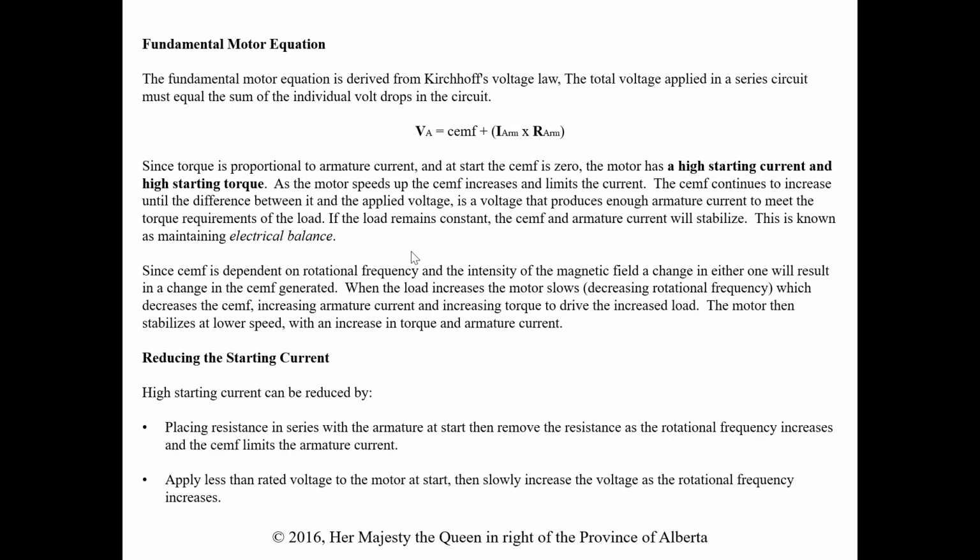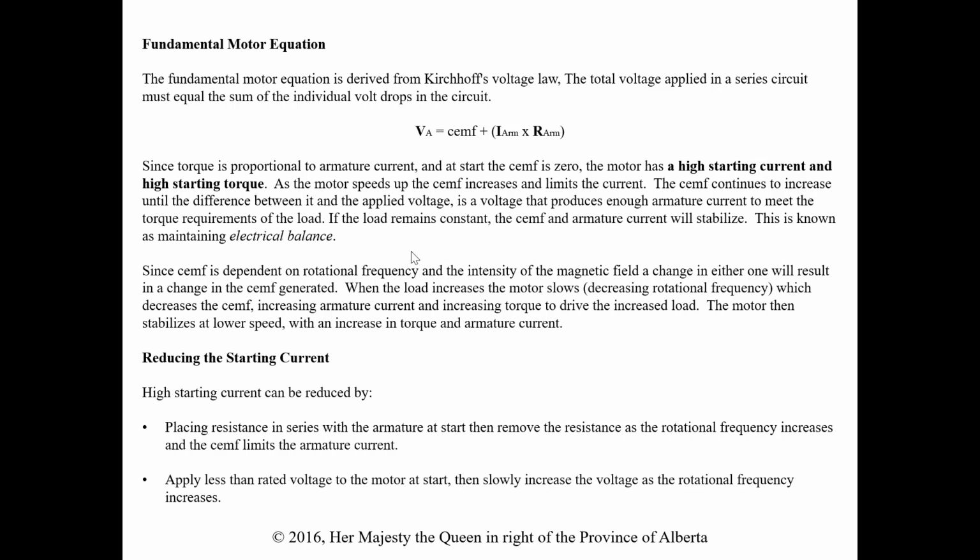So since torque is proportional to armature current, if armature current goes up, torque goes up. At the start, CEMF is 0. So the motor has high starting current and high starting torque, okay, directly proportional. As the motor speeds up, the CEMF increases and limits the current, just like we saw in that previous calculation. The CEMF continues to increase until the difference between it and the applied voltage produces enough armature current to meet the torque requirements of the load. If the load remains constant, CEMF and armature current will stabilize. This is known as maintaining electrical balance.